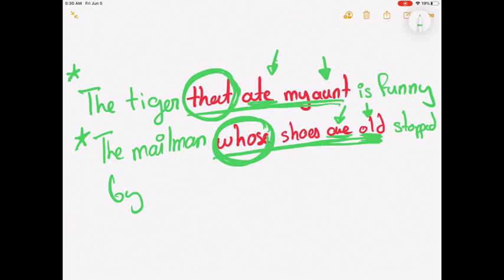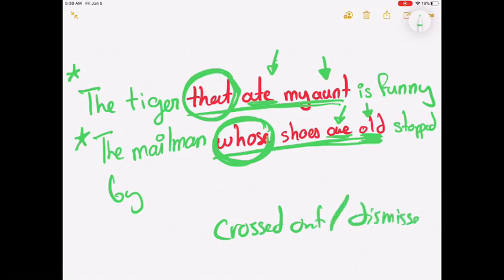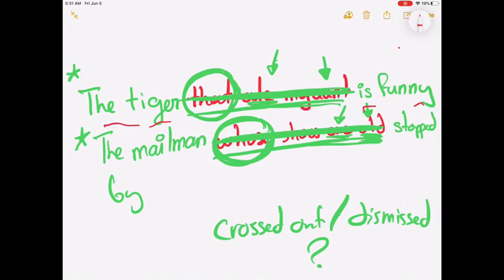Now, remember what I told you. I told you that this clause can be crossed out or dismissed. What does that mean? That means that if I cross this out, look at what I'm gonna do now. I'm gonna cross this out of the sentence. I'm gonna cross this out of the sentence. Let's try reading the sentence now. The tiger is funny. The mailman stopped by.